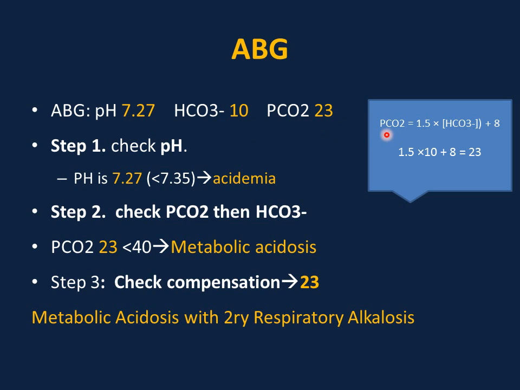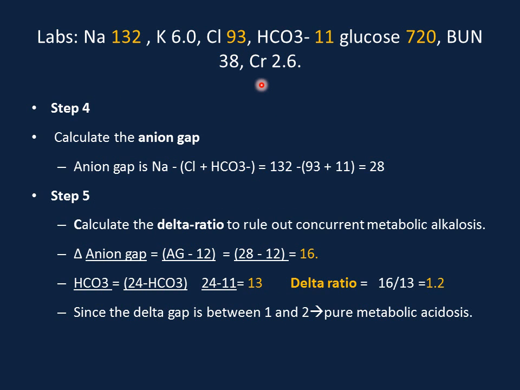Confirm that using Winter's formula: 1.5 times the bicarb plus 8. 1.5 times 10 plus 8 is equal to 23. So this matches the actual value of the PCO2 on this ABG. So this is appropriate compensation. So the diagnosis here is metabolic acidosis with secondary respiratory alkalosis. So this patient is having metabolic acidosis. The next step is to calculate the anion gap.